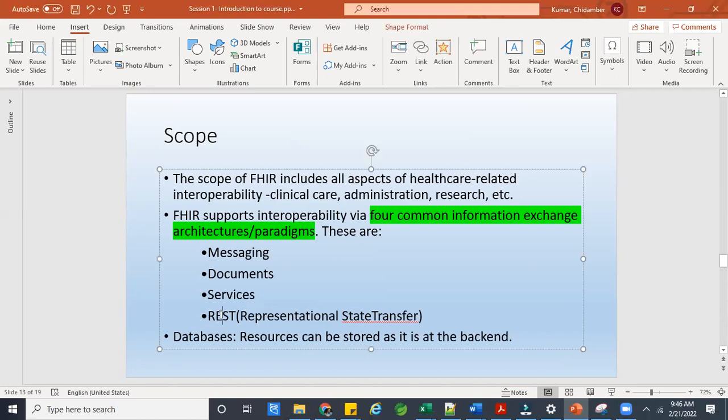So REST allows us to play with these resources independently, and that is what makes it more powerful, more independent of one piece of information to another, and this is what we'll cover in this session. And one more thing, databases. Although today's databases store information in tabular format, these resources themselves can be stored in the backend directly, instead of converting into tabular format and converting back into resources whenever we fetch. So instead of tabular formats, resources can be directly used or stored in the backend.